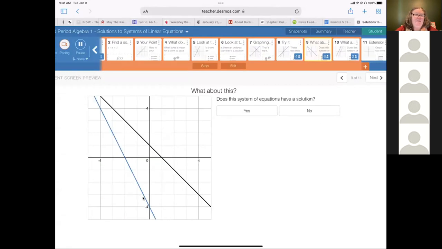Again, in our chat, we had somebody say, Jeremy said, if we have a positive line and a negative line, aren't they going to intersect at some point? And Aklam said, well, what about parallel lines? And you're seeing both of those in slides 9 and 10.